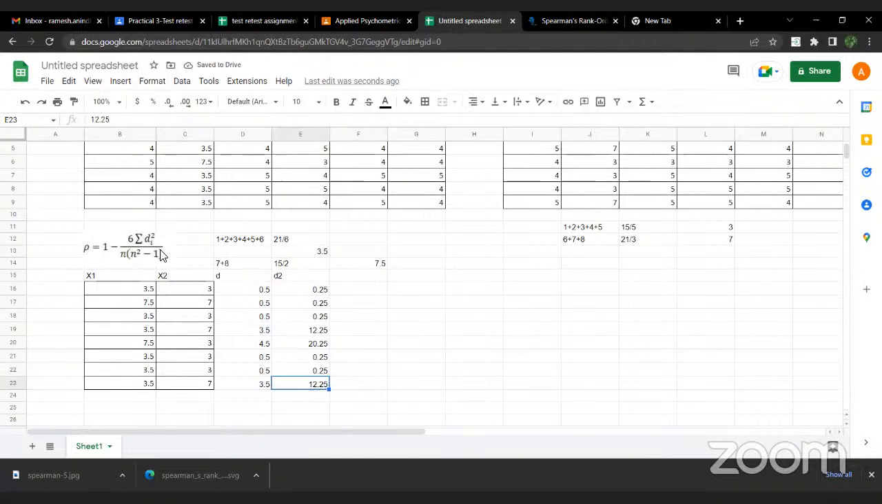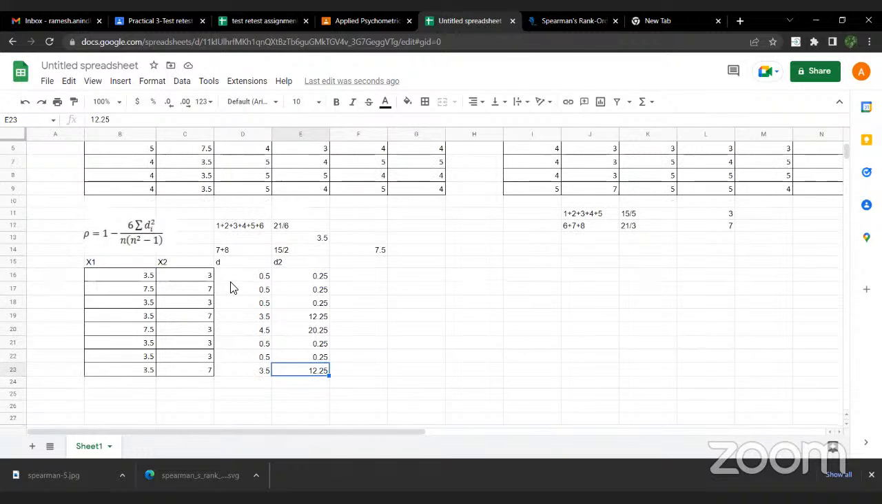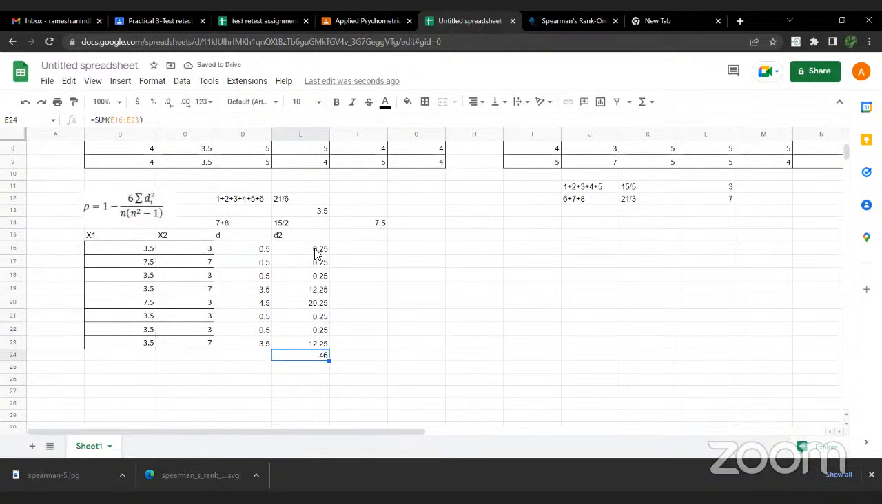So what we need right now is sigma d square, right? So we need to find the sum of these things. Therefore, we're just going to put in sum and enter. We have 46 as the sum.